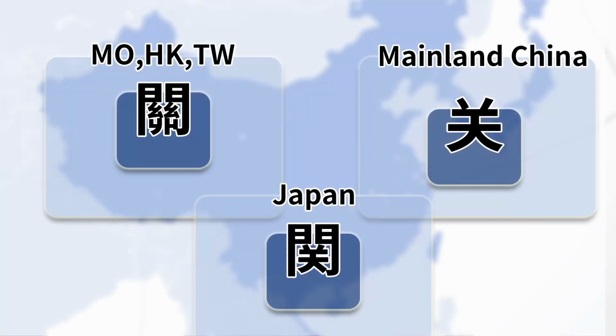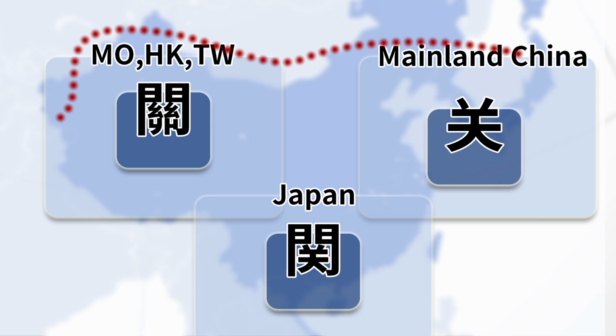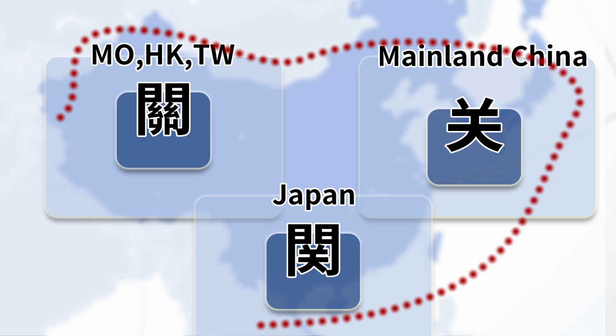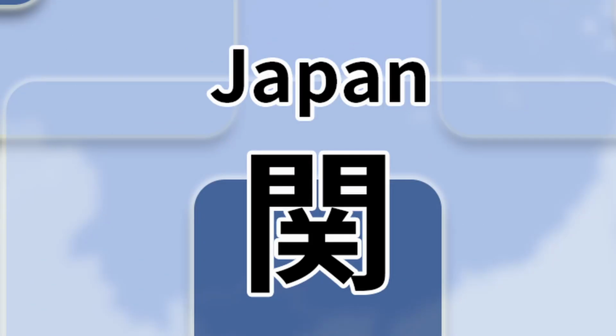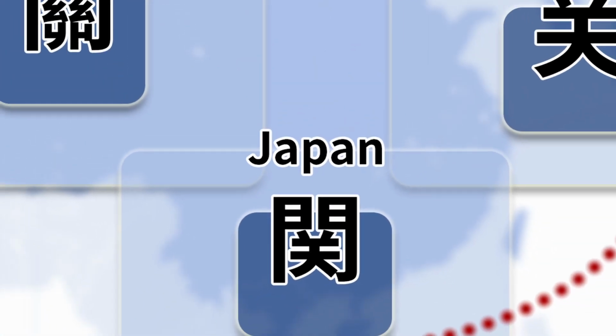For example, take the word guan. In Macau, Hong Kong, and Taiwan, it is still the traditional character, but in mainland China, it took the variant guan as the standardized character, and then Japan is somewhere in the middle. It is like this one, a compound of both.